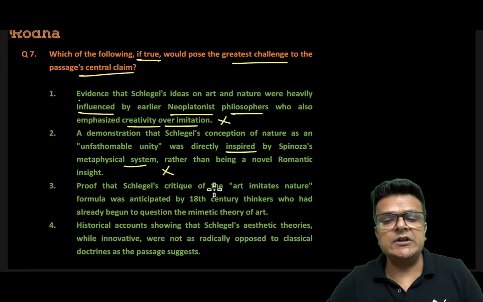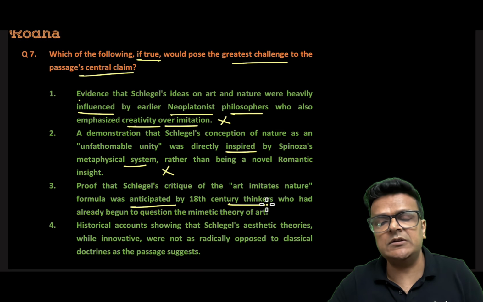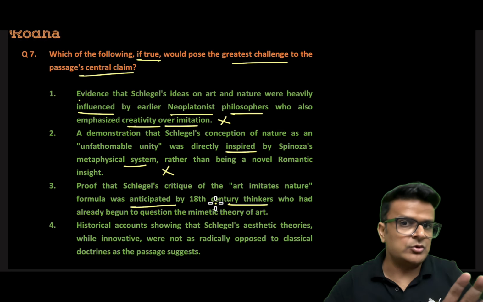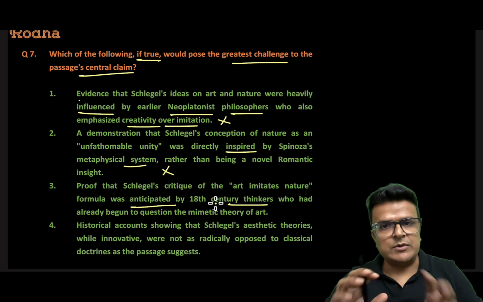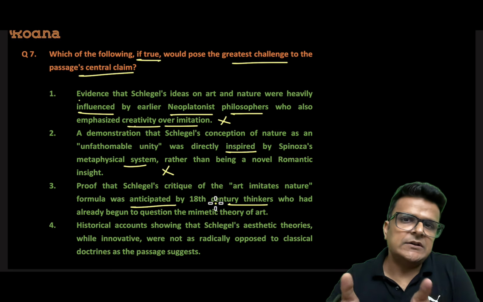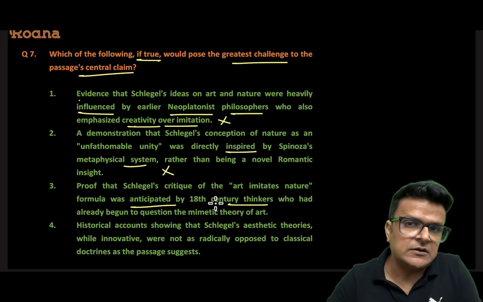Proof that Schlegel's critique of the art imitates nature formula was anticipated by 18th century thinkers. Anticipated means 18th century thinkers had already thought about it. Now suppose the option proves that some other philosophers had done this work already. Inspire होना एक और चीज़ है, but किसी और ने already कर दिया, ये अलग चीज़ है.